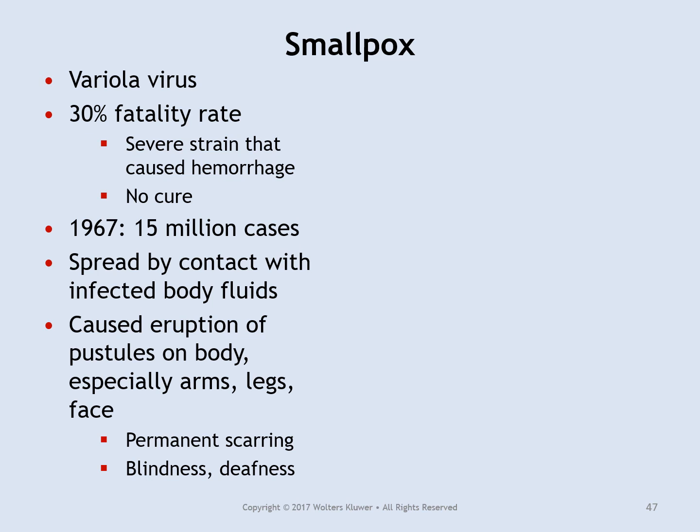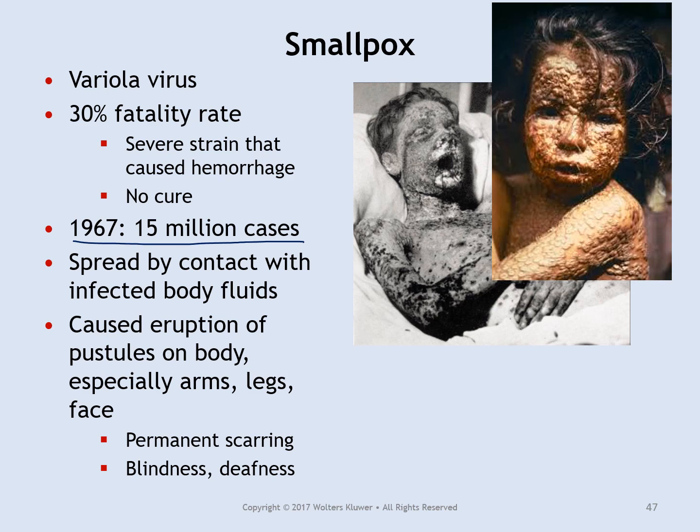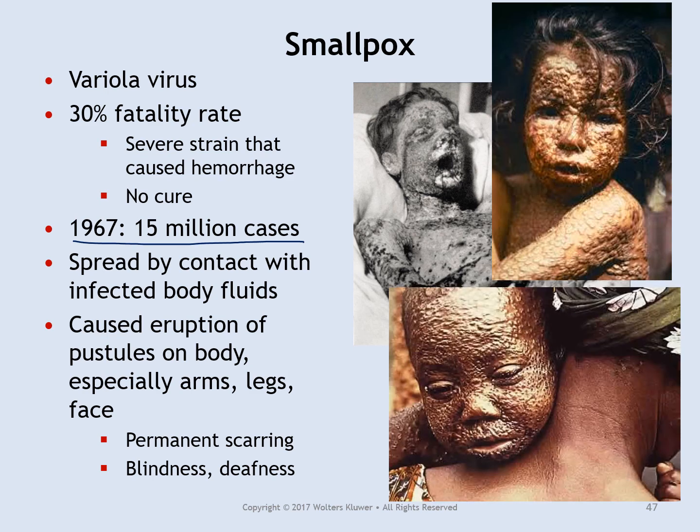And in its heyday back in 1967, you saw about 15 million cases of smallpox a year across the world. That's a lot of smallpox. It's spread by contacting the body fluids of an infected person, which is really easy because smallpox causes these pox-like lesions on the skin. And those pox-like lesions hold the virus. The virus is replicating in those little pustules. And when those pustules erupt, that releases fluid that has lots of virus in it, and then it's very easy to spread that from person to person.